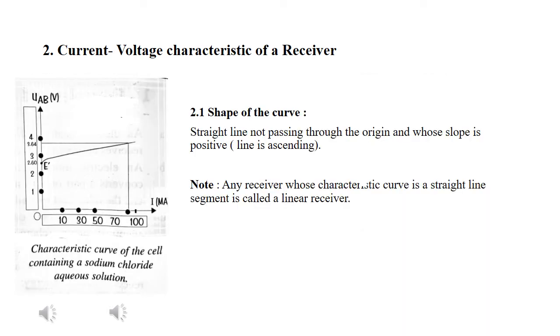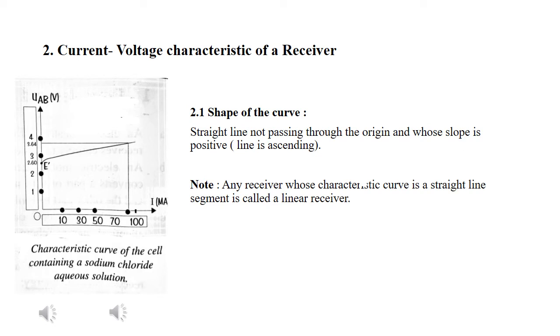Then I plot the graph of the voltage UAB as a function of the current on a convenient scale. This graph is called the current voltage characteristic curve of the electrolytic cell, as shown in this figure. The characteristic curve is a straight line segment, not passing through the origin O, and whose slope is positive. Why is the slope positive? Because the line is ascending.